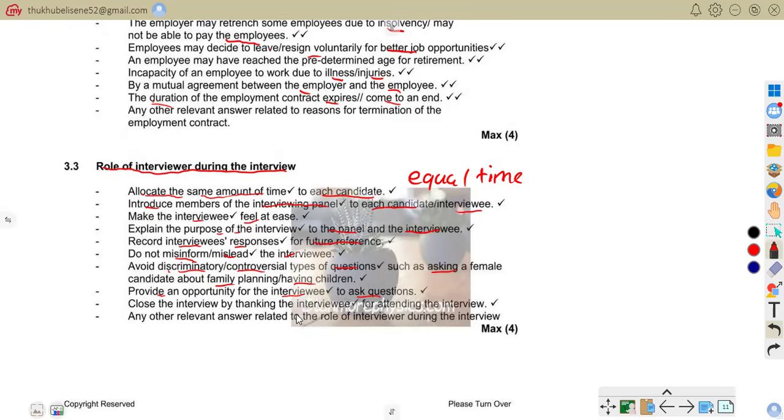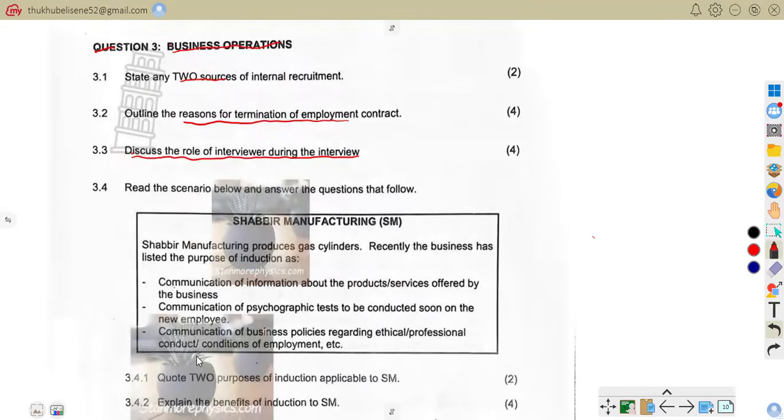Close the interview by thanking the interviewee for attending the interview. So you thank what? The interviewee for attending the interview. So that is that. So let us move on to another question.